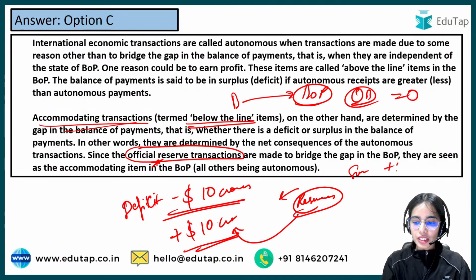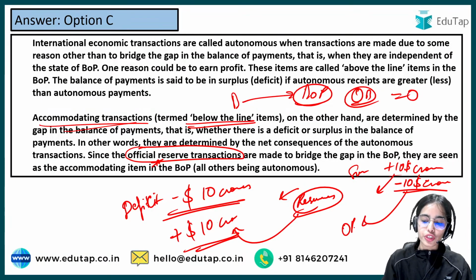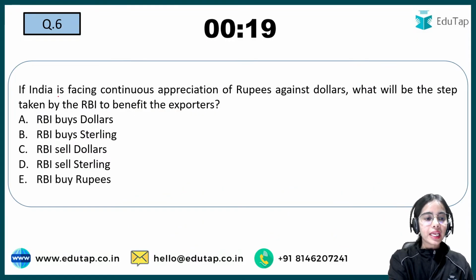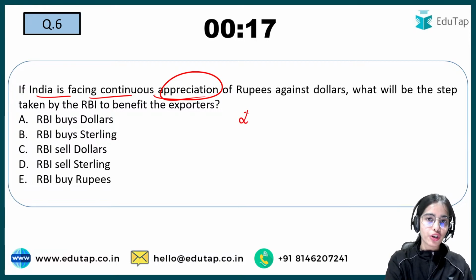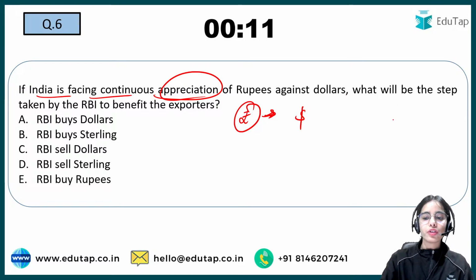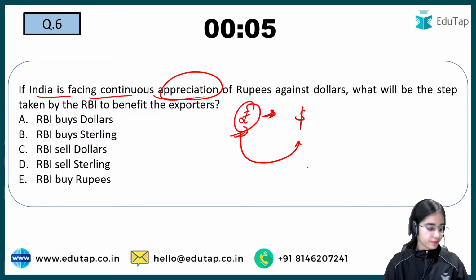Let's say a surplus is there of $10 crores. So this is going to the reserves. This will be shown by negative 10 crores, so that this is going to the official reserves that is outside the balance of payment. Okay, so that the overall balance comes at zero. So accommodating transactions are below the line transactions that are trying to bring the overall balance to zero. Okay, and if India is facing continuous appreciation of rupees, if the rupee is appreciating against dollars, in this case what will be the step taken by the RBI? So the rupee is continuously appreciating against dollars.